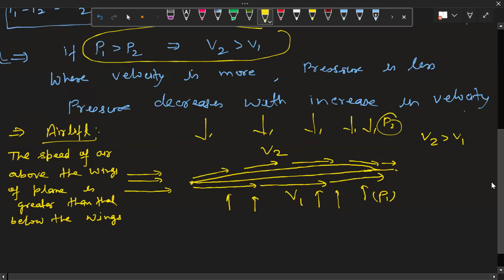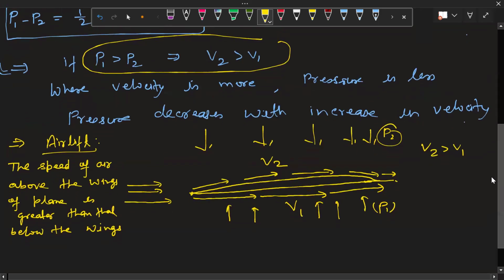Okay. Did you write the notes properly? Yes, yes. Okay. Now see this line and tell me where the pressure will be more.